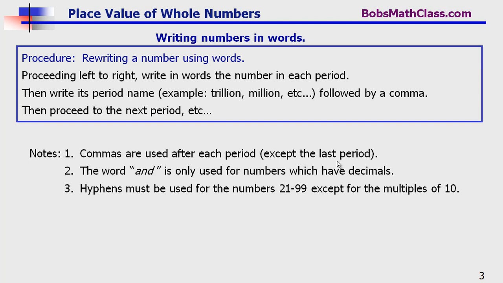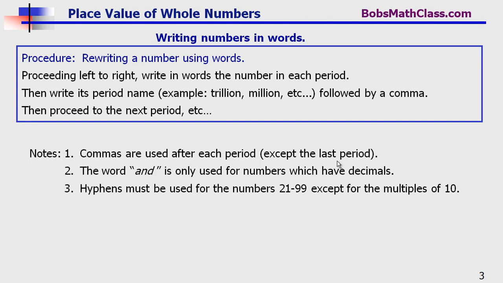Sometimes we say numbers incorrectly, like the number 450. Sometimes we might say it with an and. Some people have a habit of saying that. I know I do. I might say it that way, but it's properly said as four hundred fifty. No and.